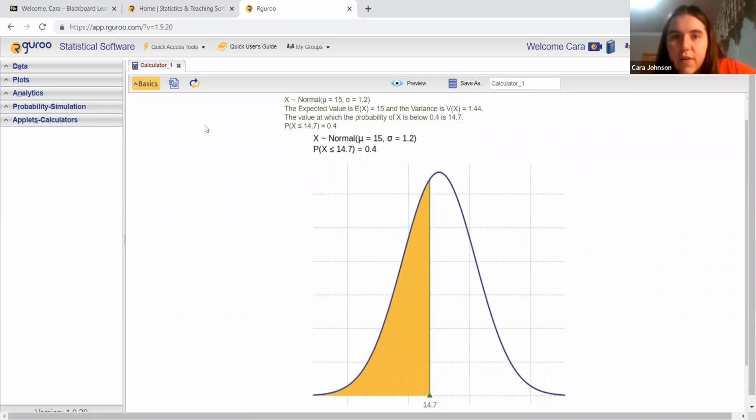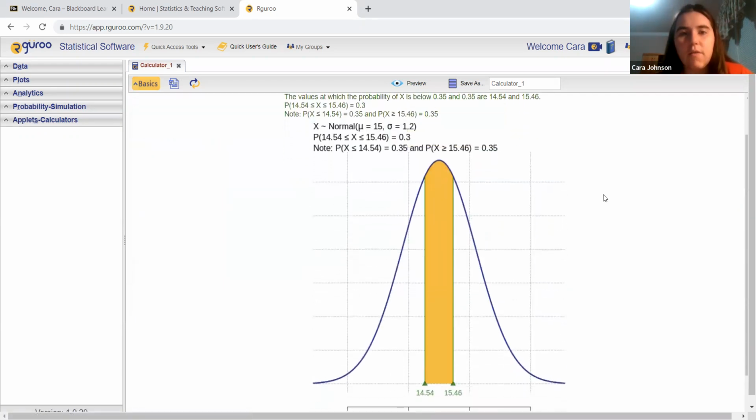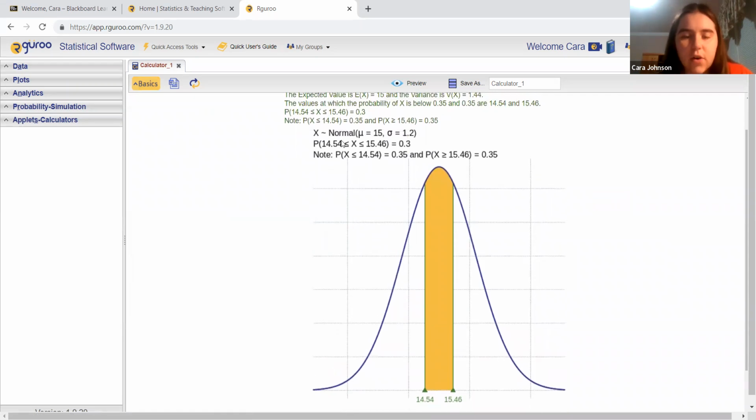The next question wants you to find the middle 30% of the flower heights. So this is the between tails thing again. The middle 30% means we have 70% on the rest of our distribution. That's going to be split evenly between the 2 sides, so you're going to have 35% on each side. So 0.35 for both your lower tail and your upper tail. Hit the eyeball. You get the range of 14.54 to 15.46. And you can confirm here that that does indeed correspond to the middle 30%.